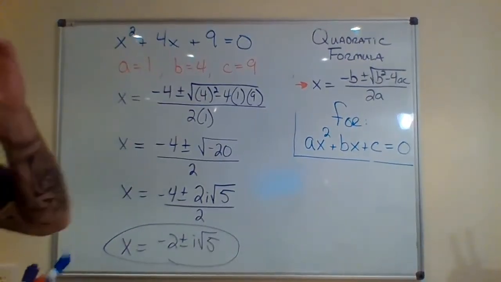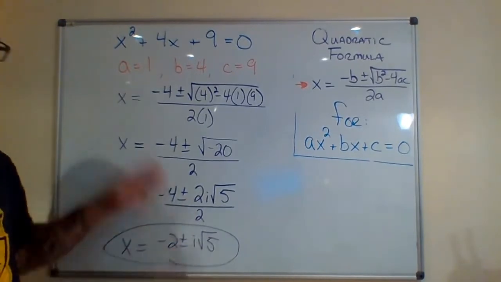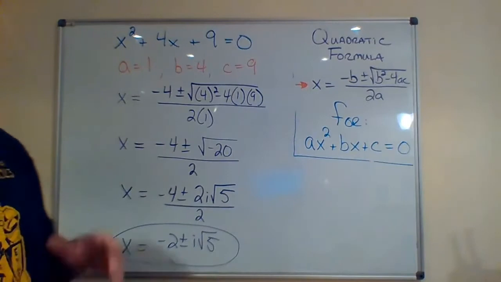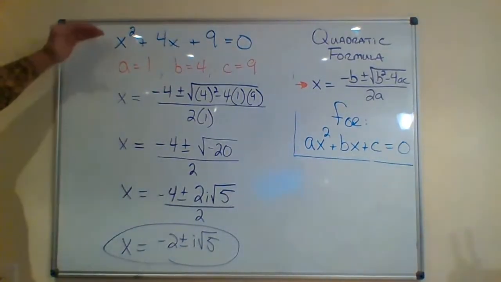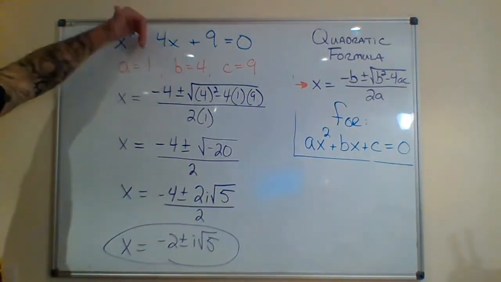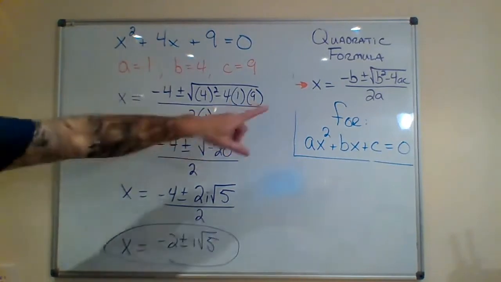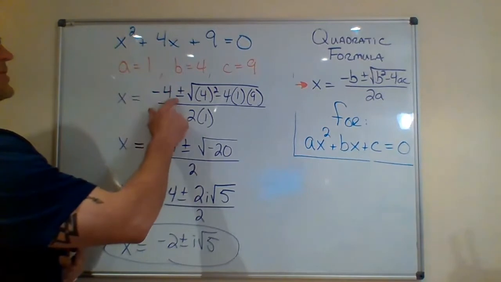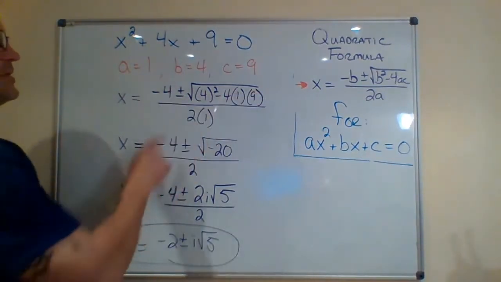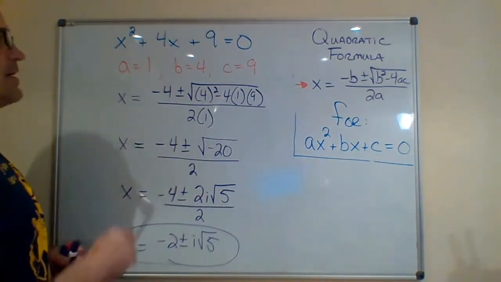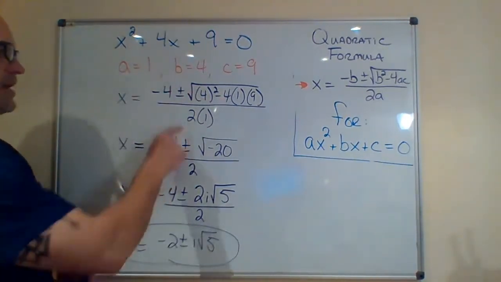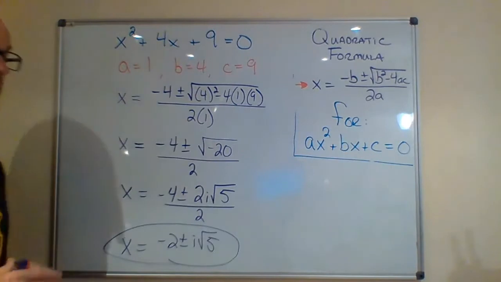Okay guys, here it is worked out. So if you got that and you feel good, go ahead and skip on, try the next example. Going through it real quick. I identified my A as 1, B is 4, C is 9. Put that into my formula. The opposite of B becomes -4, plus or minus the square root of b squared, which is 4 squared, minus 4 times a, which is 1, times c, which is 9. And put that all over 2 times 1.